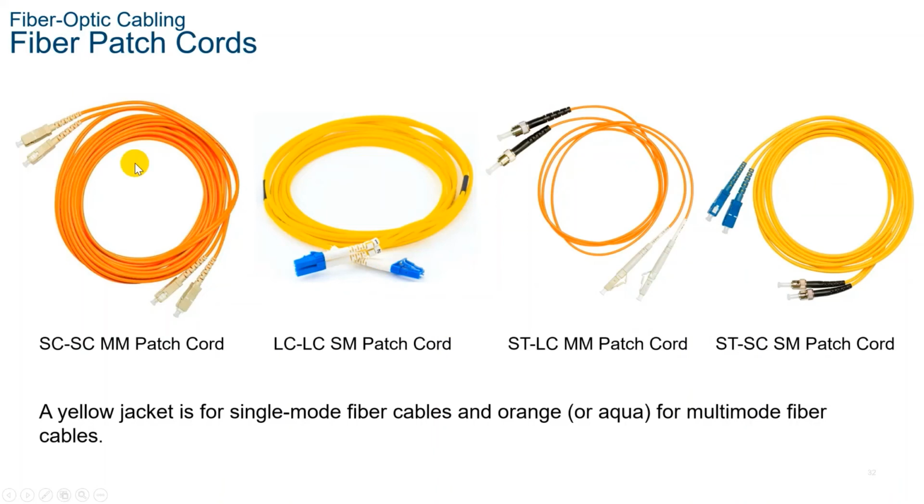Next is the fiber patch cords. Okay. So fiber patch cords are required for interconnecting infrastructure devices. So the use of color distinguishes between a single mode and a multi-mode patch cords. So a yellow jacket is for the single mode fiber and an orange or aqua for the multi-mode fiber cables. So take note that fiber cables should be protected with a small plastic cap when not in use. All right.